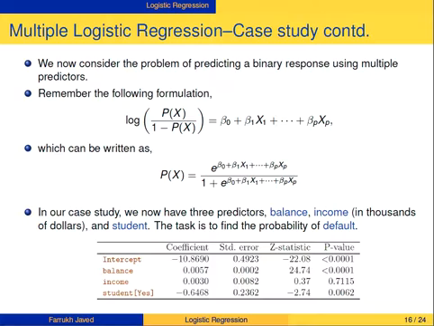Multiple logistic regression, when you have lots of predictors. Again, as we discussed multiple linear regression, but now our model is not linear anymore. So now we consider the problem of predicting a binary response. By the way, we are talking about a binary response, only two possibilities, default or not default, using multiple predictors. So again, the formulation is exactly the same, but now you have lots of betas and lots of x. In our case study, we now have three predictors, balance, income, and student, right? And the task is to find the probability of default.